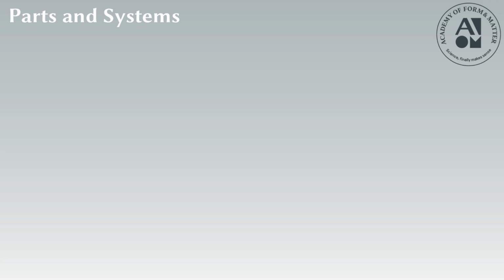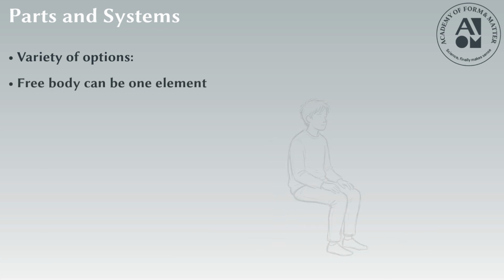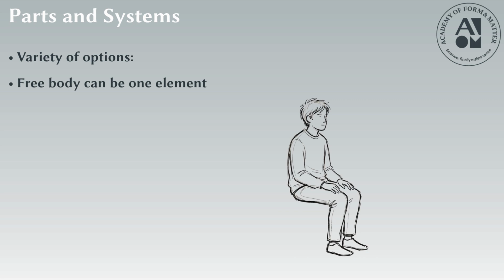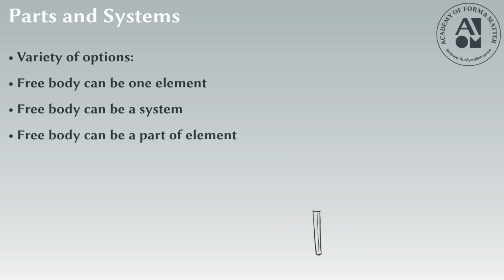You are not limited to a single element. Depending on what you want to find, you can choose different free bodies. For example, you sitting on a chair. You can draw a free body of yourself, a free body of you and the chair together, or even a free body of a single leg of the chair. In each case, the forces are different. But in all cases, we draw only the external forces.